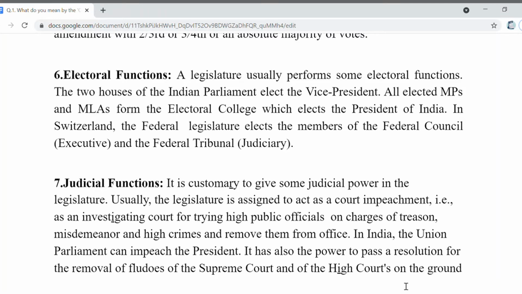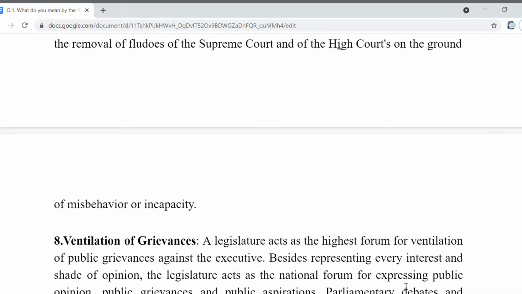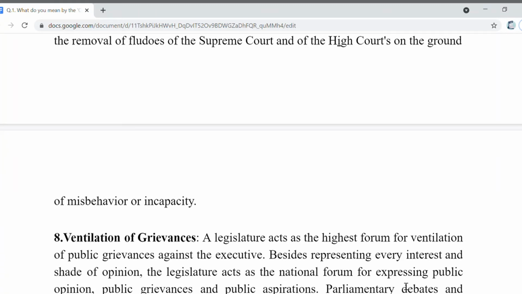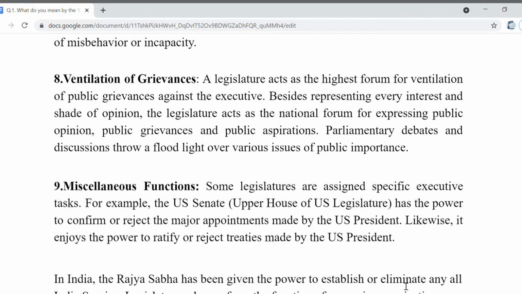In India, Union Parliament can impeach the President. It has also the power to pass a resolution for the removal of judges of the Supreme Court and the High Court on the ground of misbehavior or incapacity. So ventilation of grievances भी है. क्यों? क्योंकि grievances can be addressed by the legislature. Parliament debate and discussion throw a floodlight over various issues of public importance. तो जो legislature के through ही draw out किया जाता है what grievances to be addressed and how to resolve these grievances.